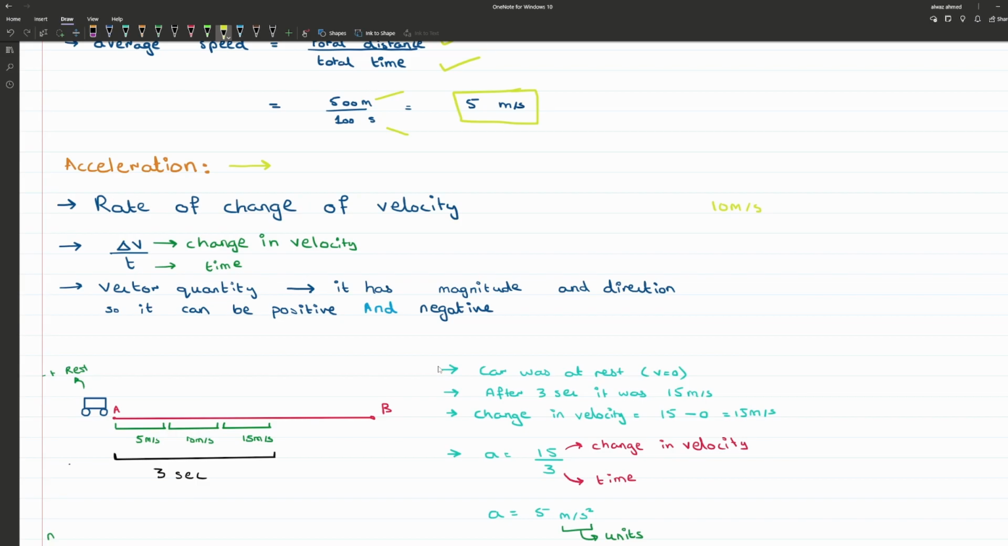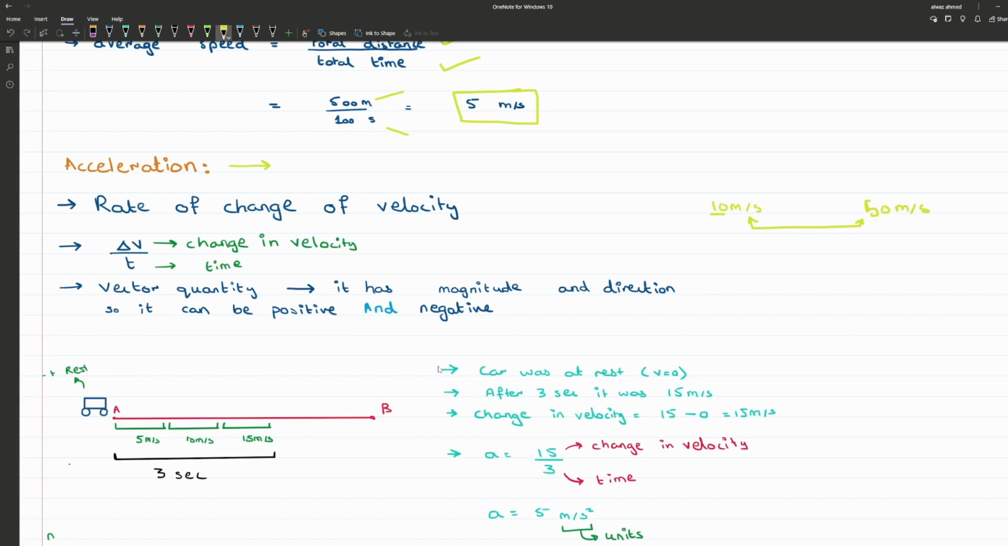Its velocity starts to increase, and then it increases to 50 meters per second. So you see that the velocity has changed. It has changed from 10 to 50. This is the change in velocity, and to calculate acceleration, we divide this change in velocity by time. So whatever time it took from going 10 to 50, we're going to divide the change by it.